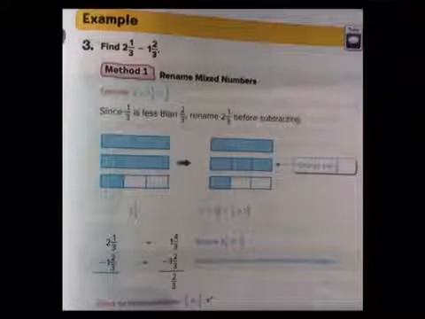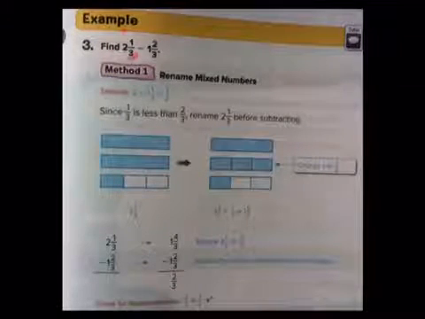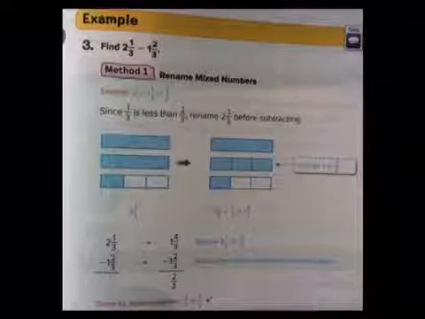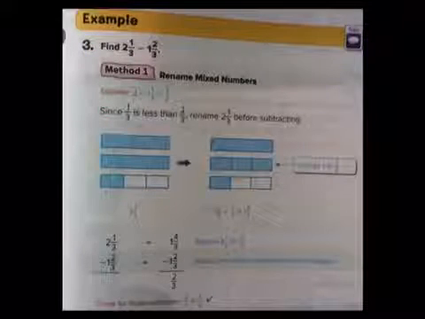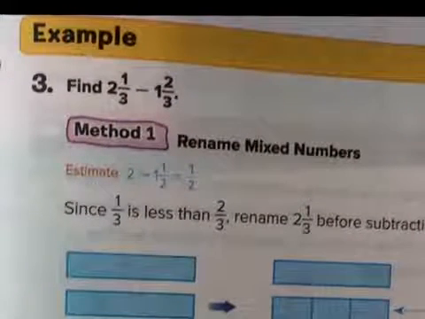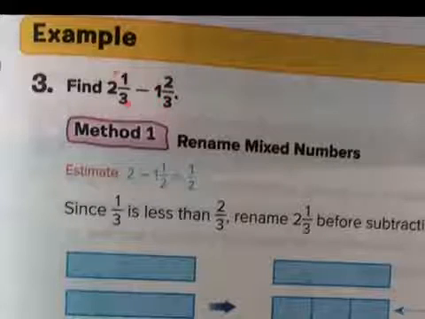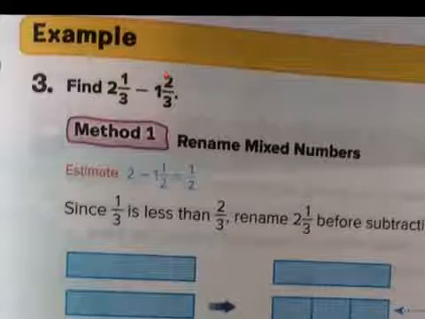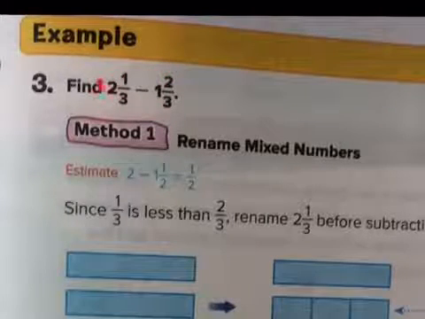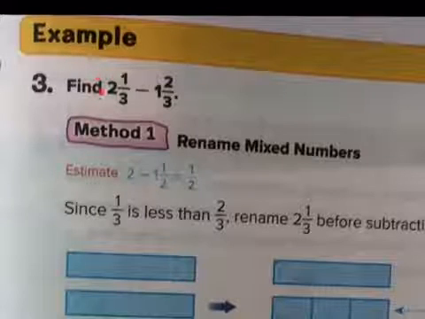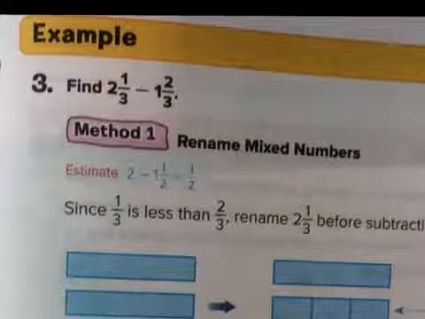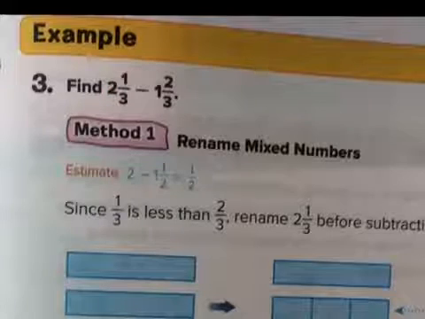Please take a look at example 3 carefully so that you can see how we rename or redistribute the first fraction when the second fraction is larger. You see here that 2/3 is larger than 1/3. So we don't have enough here when we take away 2/3. So we must redistribute from the 2. Here we have 2 3/3s. So we're going to take one of those and redistribute it.